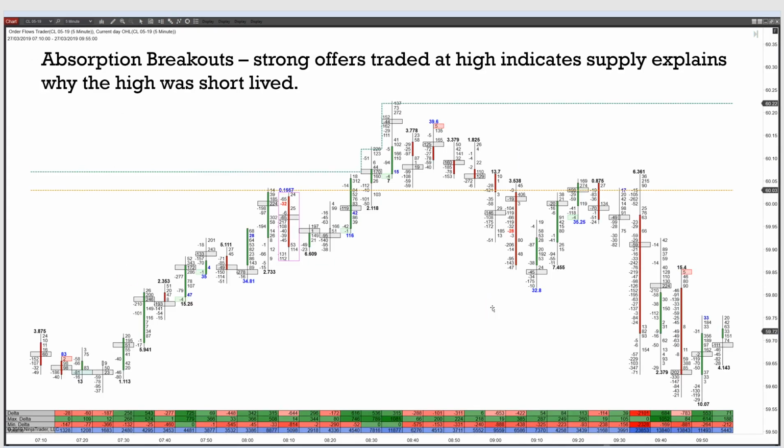All right, so this is the last chart here, I think. Strong offers traded at high indicate supply, which explains why the high was short-lived, right? So you hit your high. These are trap traders up in here, right? All these guys buying this high, thinking the market's going higher, right? This is what you talk about when people say trap traders. Now, I do like that you have this supportive buying in here, and this is the problem with breakouts, right? You run into these areas where the breakout just ends, right? All these people, they're buying it here. They're all excited. They're buying it.